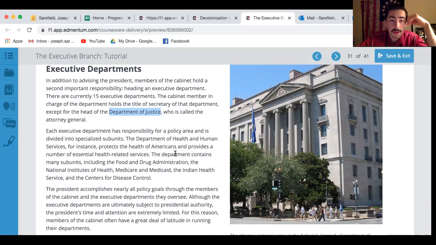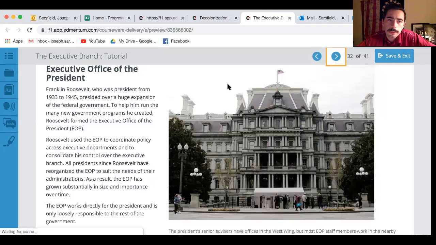So for today, we have the Department of Health and Human Services, on slide 31. This is huge. This department contains many subunits like the FDA, Food and Drug Administration, National Institutes of Health, Medicare and Medicaid, the Indian Health Service, and the Centers for Disease Control. So this department is working nonstop right now to stop this pandemic. Without this department, who knows how our response toward a pandemic would be? So that's what makes the departments in our government, but also the individuals in the cabinet that run those departments, very crucial and important to the well-being of our country.